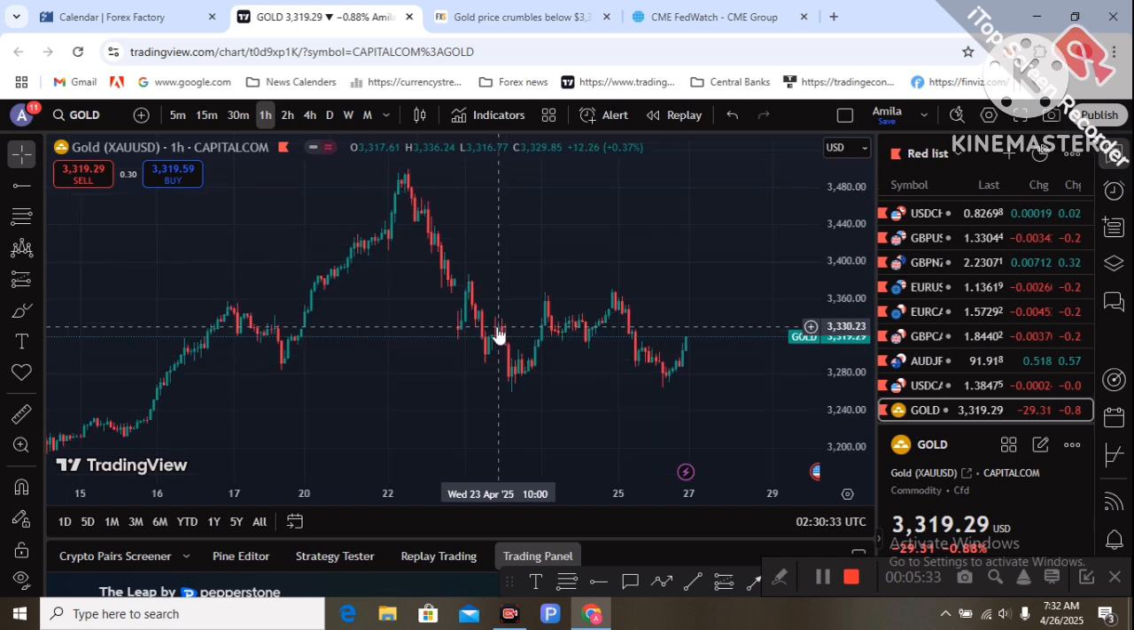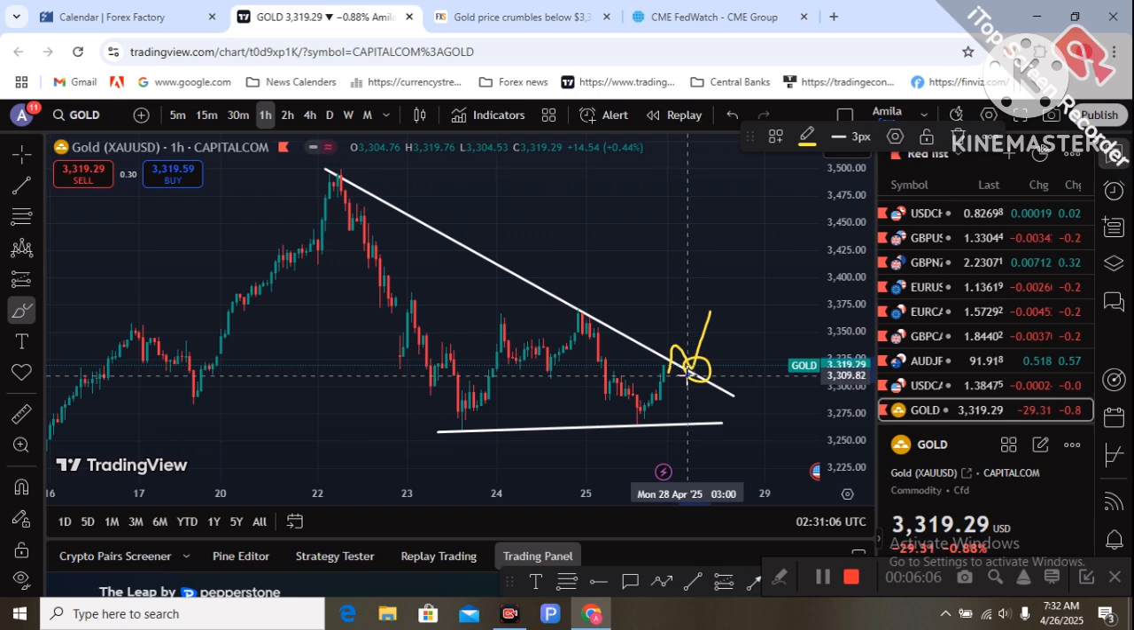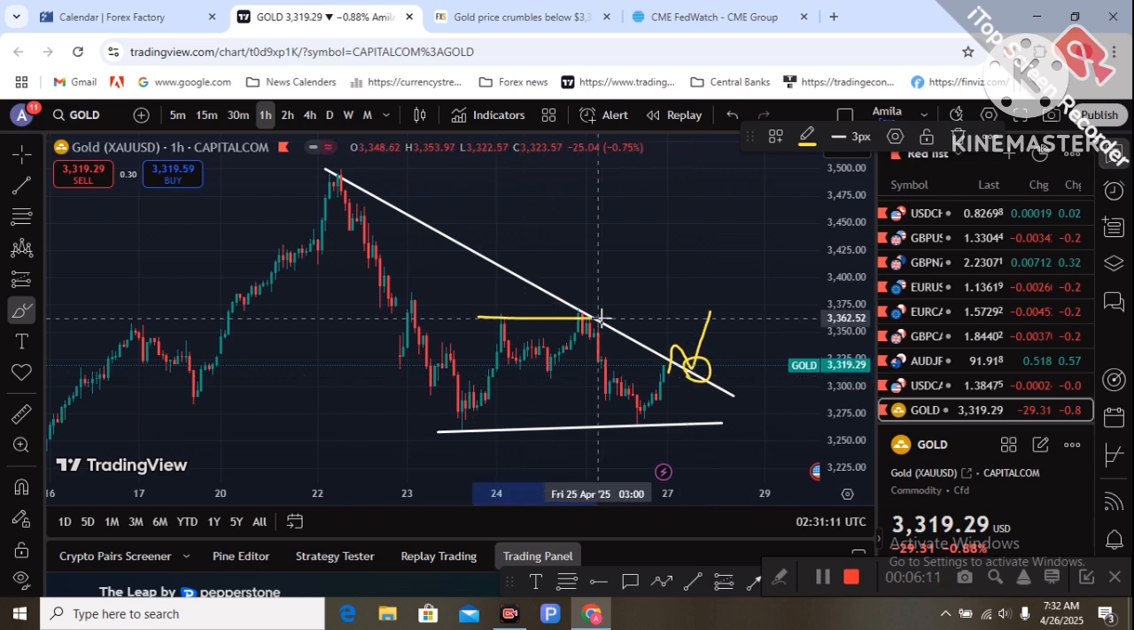This is the trend line I am seeing on the 1-hour chart. You can see this is the upper trend line. Price is still within this trend line on the 1-hour chart. If it breaks out of this upper trend line, this is the resistance level.